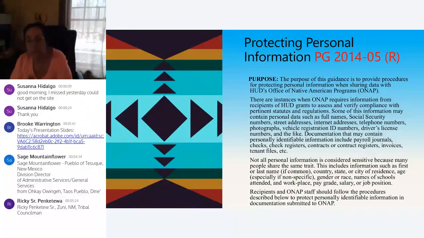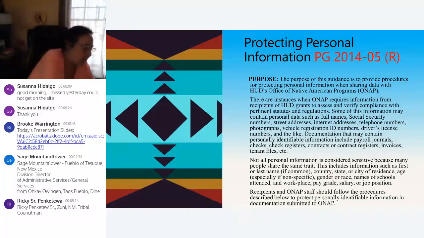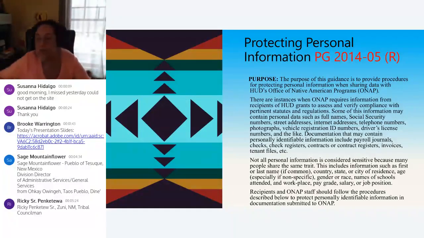So there is a program guidance on that, 2014-05, and it talks about, should you need to send anything to the HUD office, the procedure that ONAP needs to follow and you need to follow to be able to send that information. Okay, so make sure that you do that also.